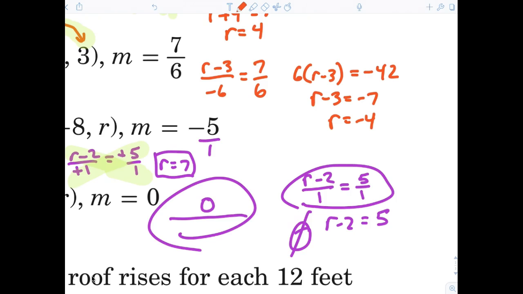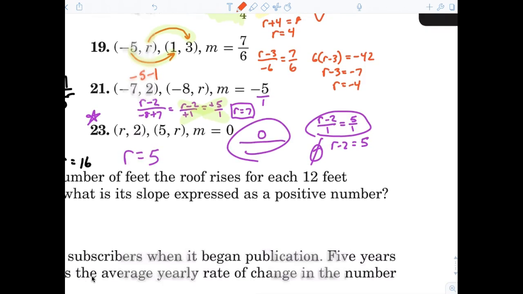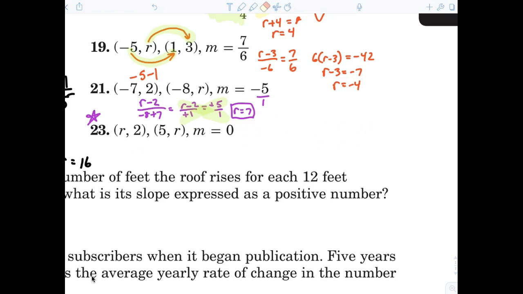Not hard at all. Now take a look at 21 and 23, and then we'll get busy. I'm going to kind of eliminate 23 because I want to talk about that. But 21 should have been pretty good, right? All right, 21 is good.